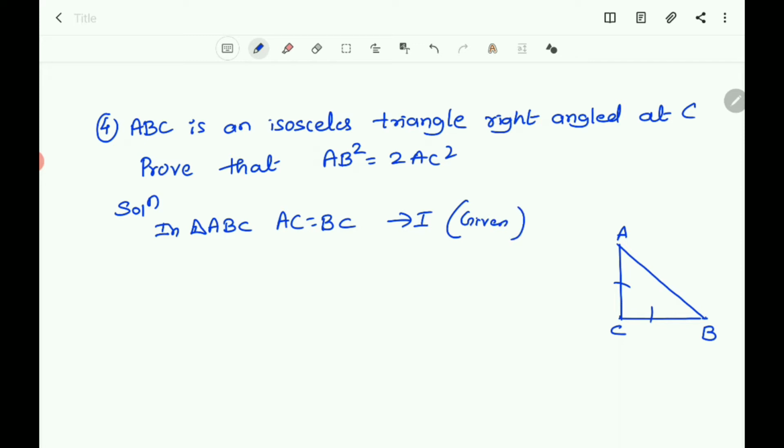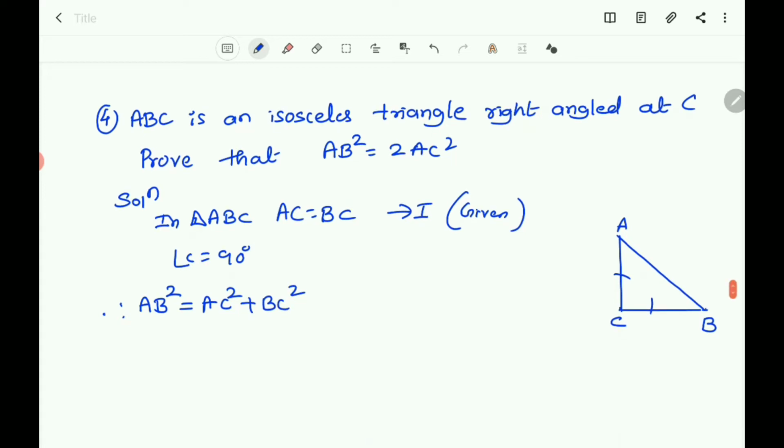Now you apply the Pythagoras theorem to the triangle ACB. So you take angle C is equals to 90 degree. Therefore you write, according to the Pythagoras theorem, square on the hypotenuse is equals to sum of the squares on the other two sides. That is AB square is equals to AC square plus BC square. It is Pythagoras theorem.